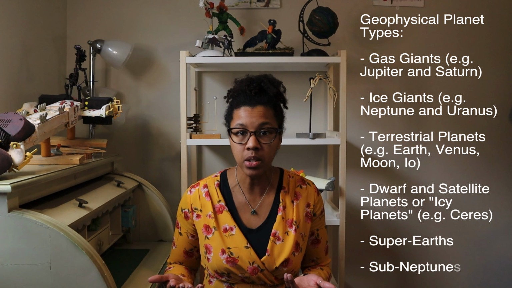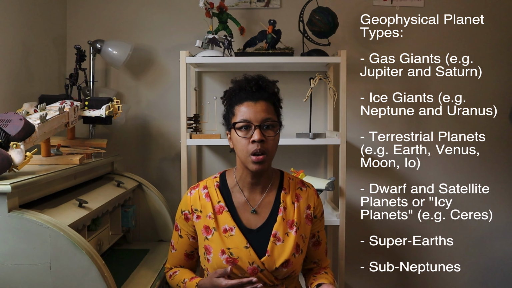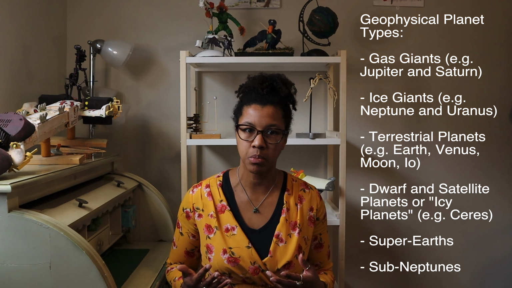And for my sci-fi planets with more mass than Earth, I can play around with magnetic fields because more massive planets tend to have powerful magnetic fields due to the nature of their formation. Using a geophysical perspective, it looks like I can have planets, which are gas giants, ice giants, terrestrial bodies, including the Moon, and dwarf and satellite planets, as well as super-Earths and sub-Neptunes, which are found in exoplanetary systems.